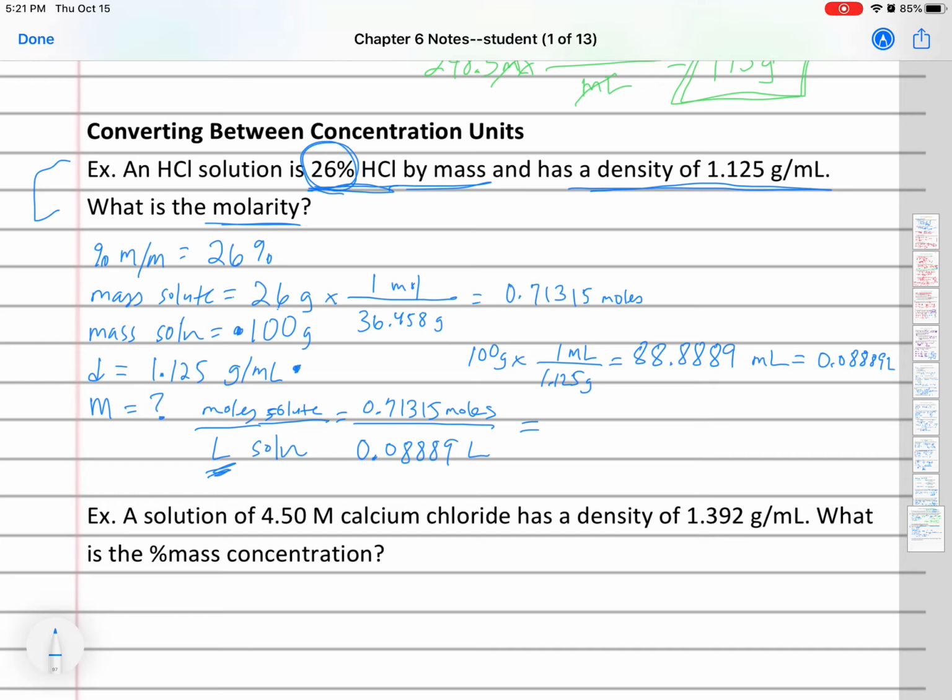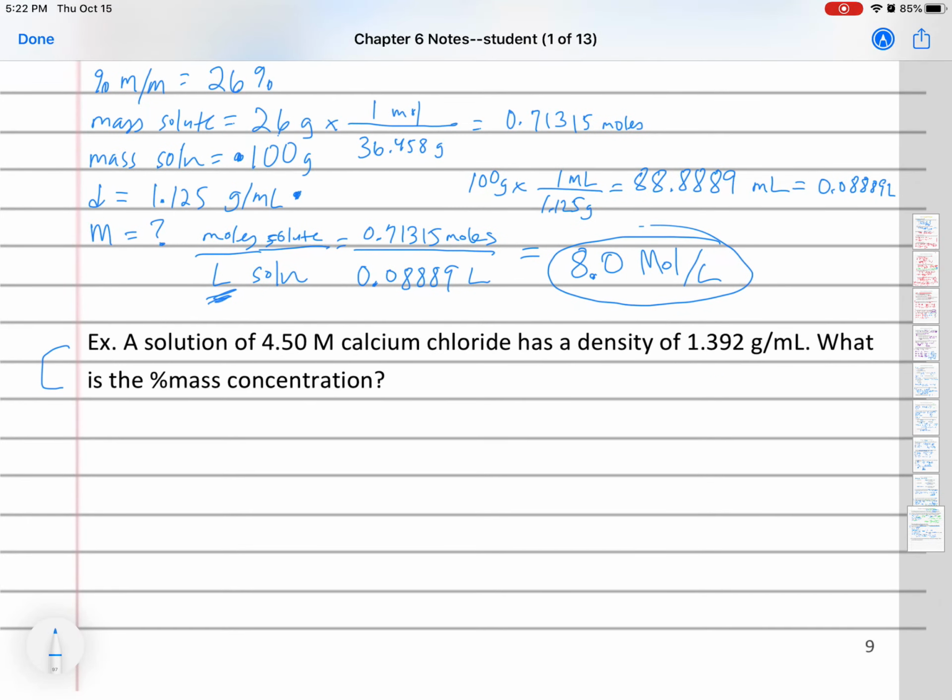8.0228, but in this question I'm given 2 sig figs, so I want my answer to be in 2 sig figs. So my answer is just going to be 8.0 molar, or 8.0 moles per liter, either one. And that is the molarity of a 26% HCl solution.